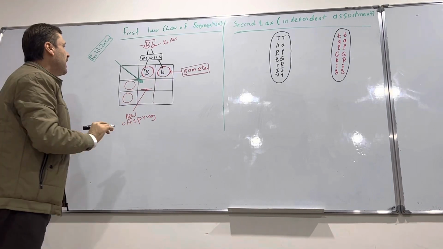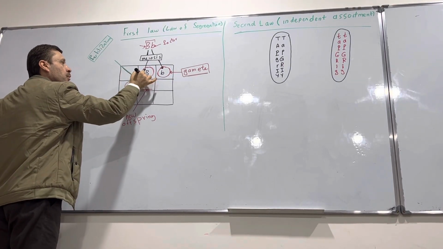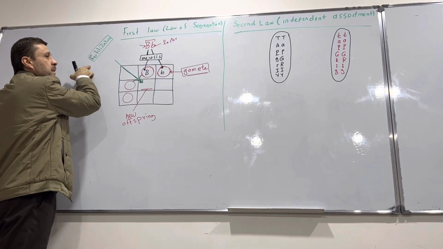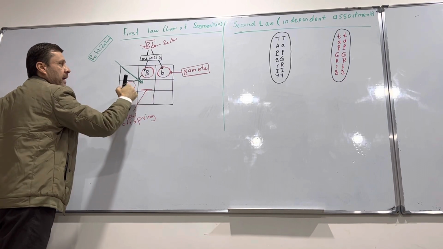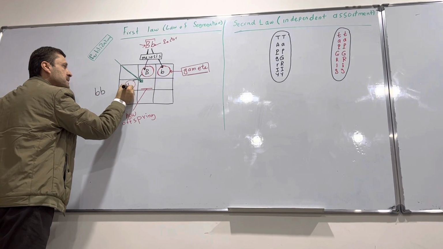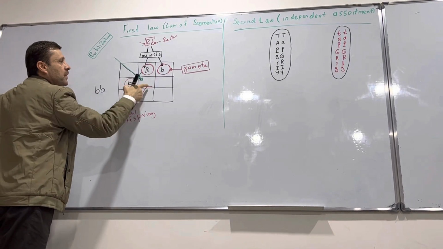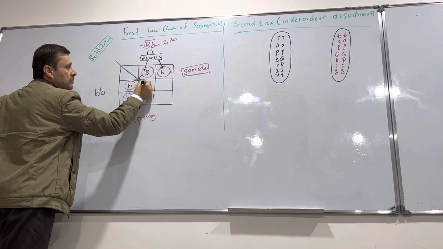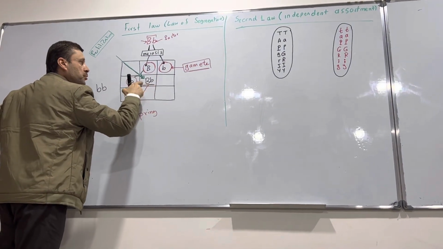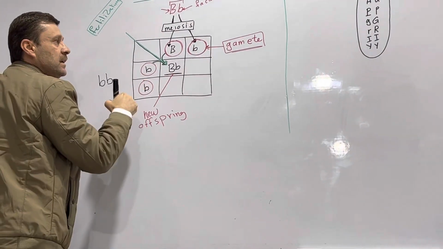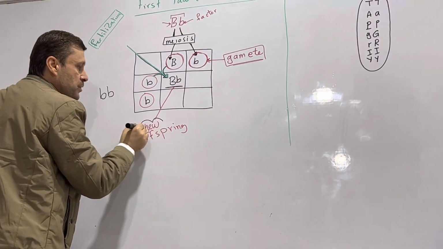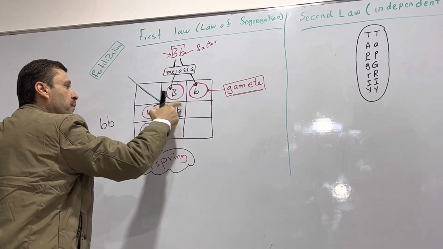And then during fertilization, when two gametes combine. Fertilization means when two gametes combine. For example, if you have here B small, then when they combine, the first box will be B capital, B small. So the new offspring has two factors, one of them from the father, the B capital, and the other one from the mother.